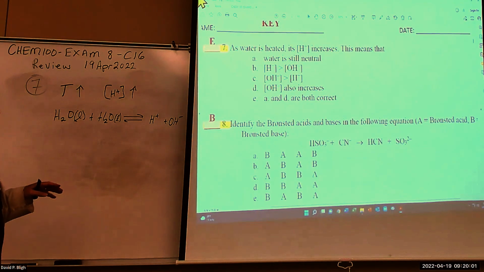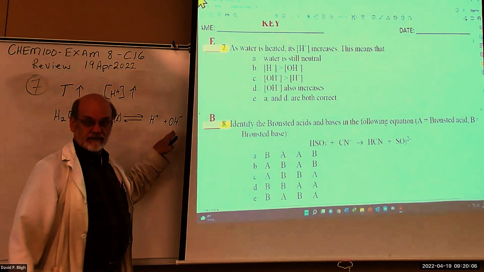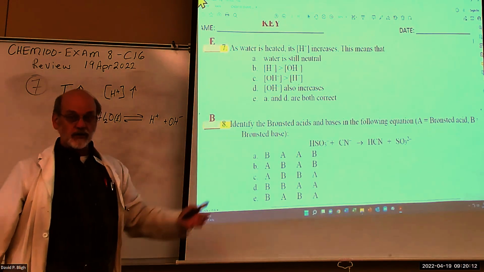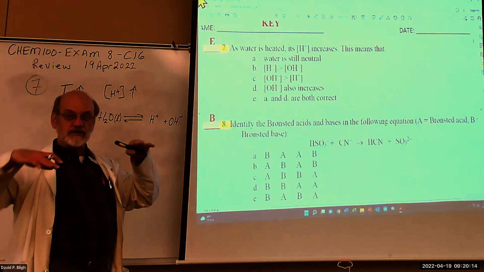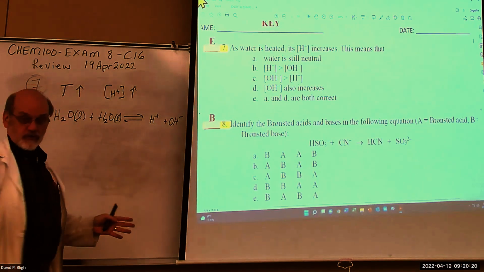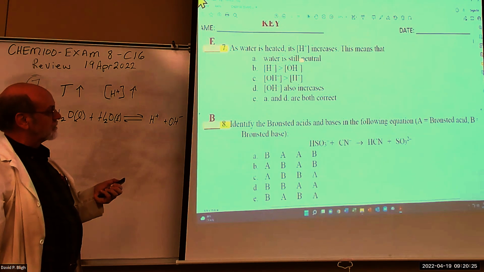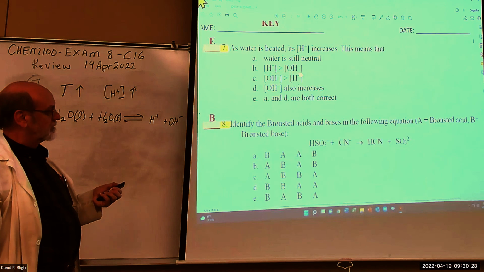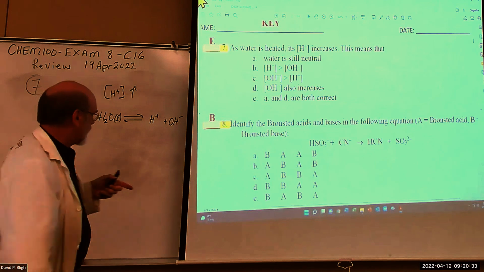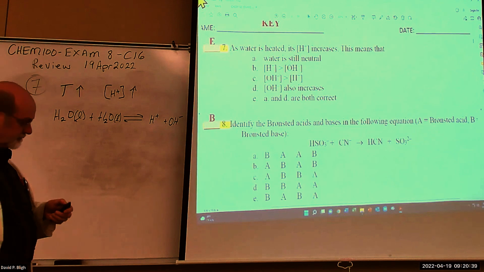So let's look at our choices. Water is still neutral. As long as this is equal to that in concentration, water is neutral. So even if you increase the temperature, the water is still neutral. It just has a higher concentration of hydrogen and hydroxyls. They go up together. So A is true. B, no. You don't get a difference here. Hydroxyl also increases. That is true. So that means A and D are both true. That's why the answer is E.